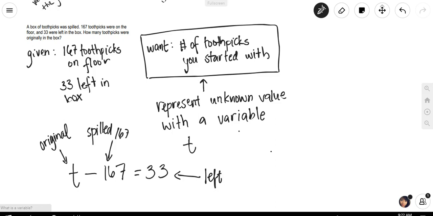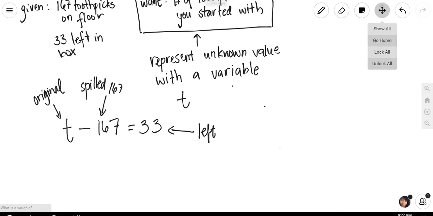So your equation has to align with your word problem. The operations you're using, the way you set up your equal sign, your variable, they have to align with what's going on in the problem. And this comes with practice. So the more you practice translating word problems into algebraic problems and vice versa, then you get a better feel for how you should set up your equations.